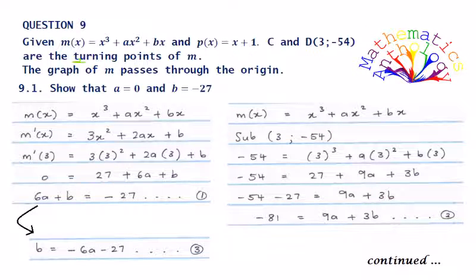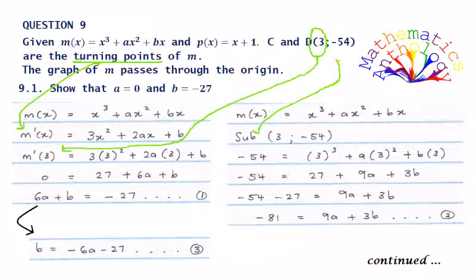Okay, question 9. Given m of x is equal to x cubed plus ax squared plus bx, and p of x is equal to x plus 1. So we're given a cubic graph there and a straight line graph. C and D(3, -54) are the turning points of our cubic graph M. The graph of M passes through the origin. 9.1: show that a is equal to 0 and b is equal to -27.